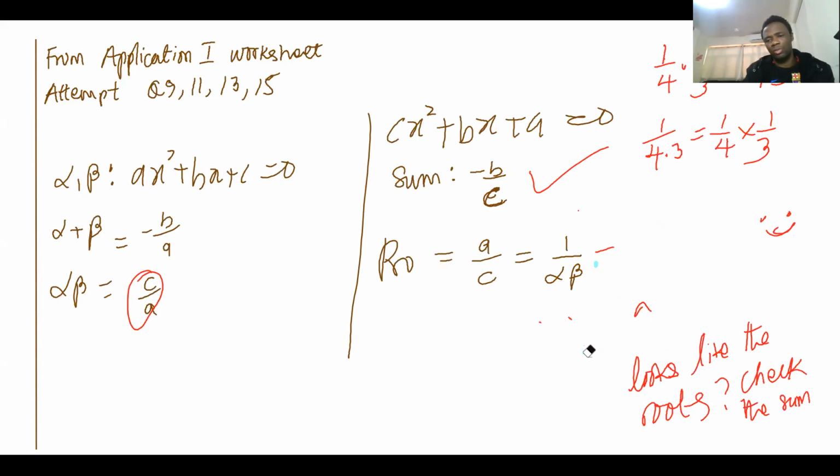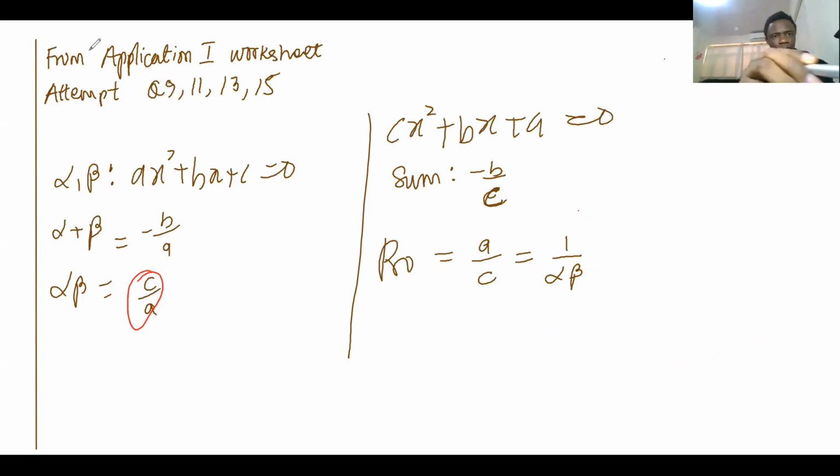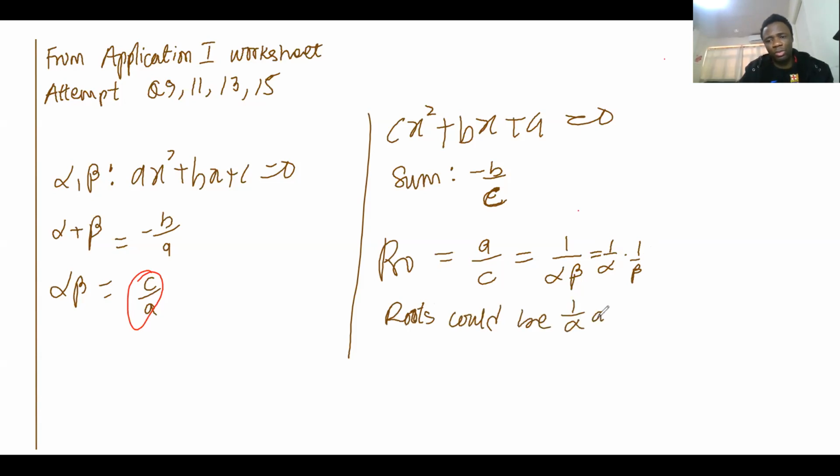So remember we've gotten to this point. Do you remember up to the point that I have on the board now? I'm talking to Giselle. Yes. Can you respond next time? Thank you. So this is simply 1 over alpha times 1 over beta. So can we say the roots of this new equation are 1 over alpha and 1 over beta?